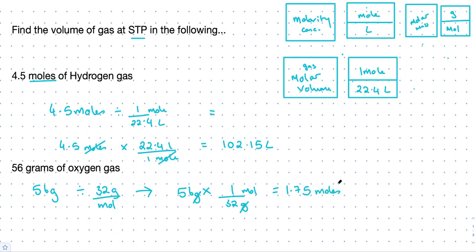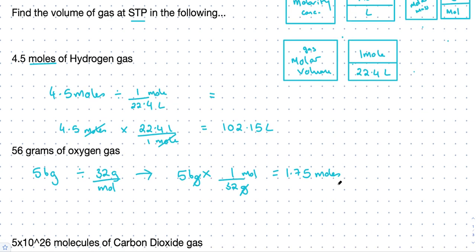How do I go from moles then into a volume? What's the connection? It's a gas, so I need the molar volume card. So 1 mole gives us 22.4 litres. Well, I don't have 1 mole, I've got 1.75 moles. So what I'm going to do to that is multiply it by 22.4 litres over 1 mole.